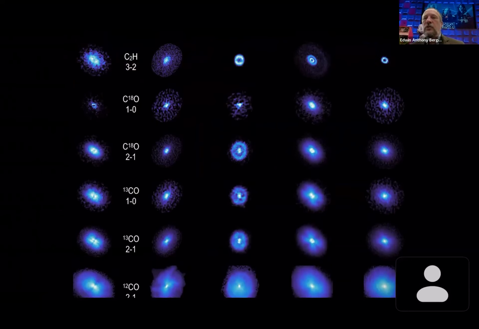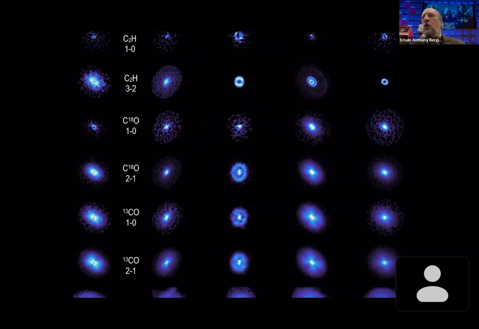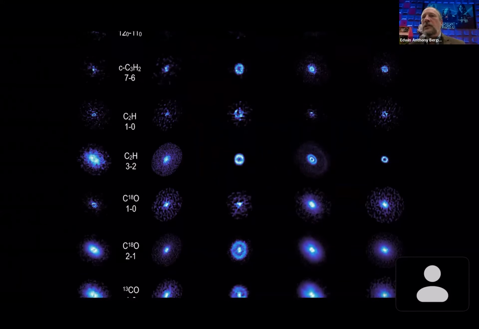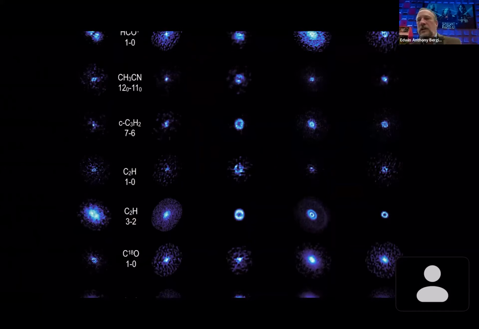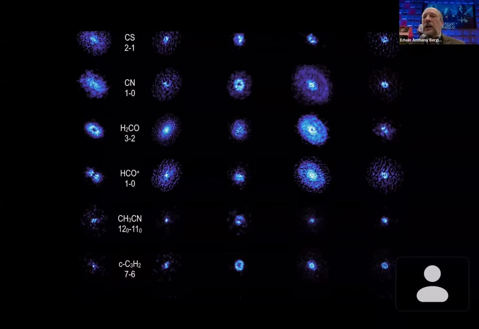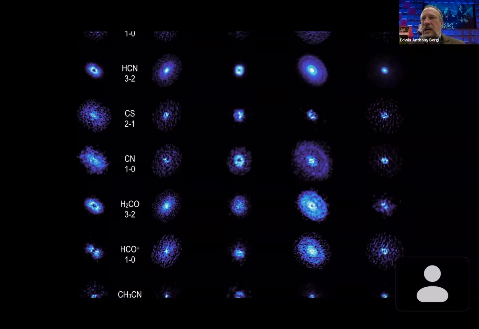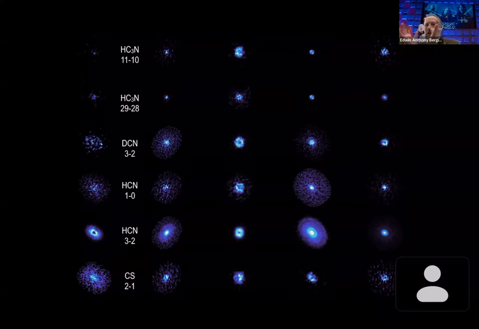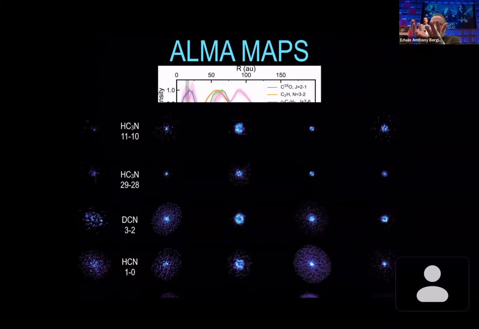This is just showing you 5 disks in a whole bunch of different molecular emission lines. And you'll see that there's, I love this, the C2H. It has some beautiful images, and HCN. Look at HCN, which is right in the middle of the screen now. In one of the disks, you can actually see that it's cupped.